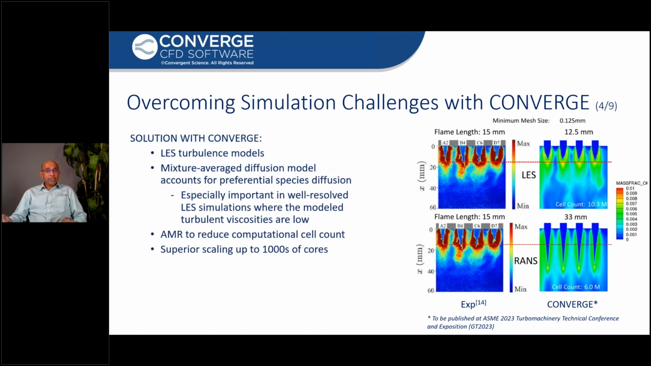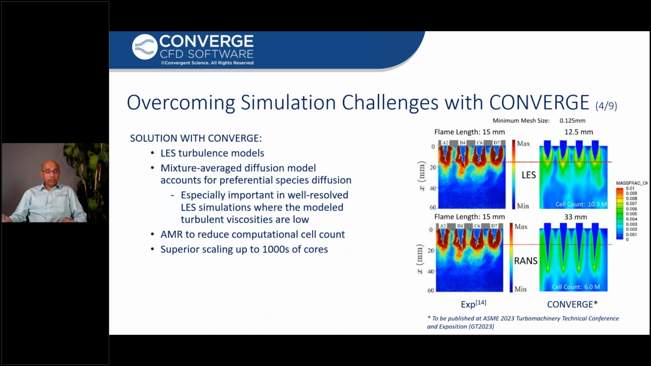Use of LES turbulence models can be quite beneficial when simulating micromixer flows in gas turbines. CONVERGE allows you to choose from several different LES models that are 0 equation, 1 equation, or 2 equations. With hydrogen as the fuel, the use of preferential species diffusion is also quite important. CONVERGE allows you to use a mixture average diffusion model to account for preferential species diffusion.